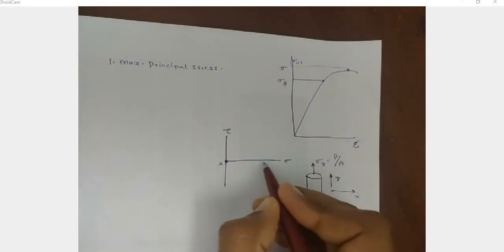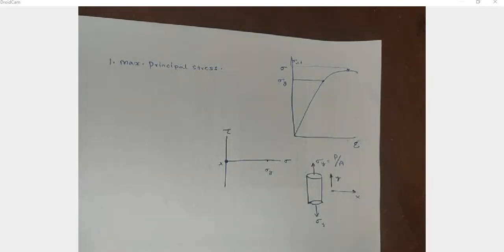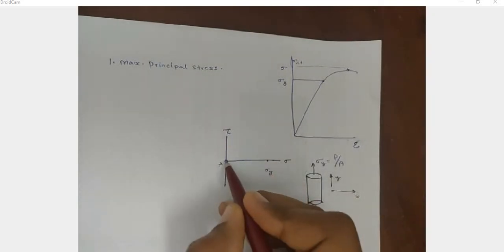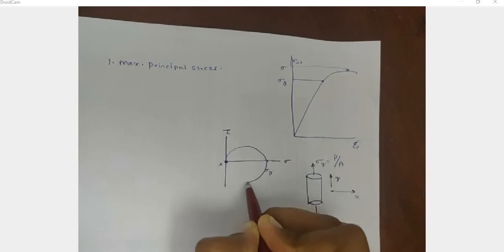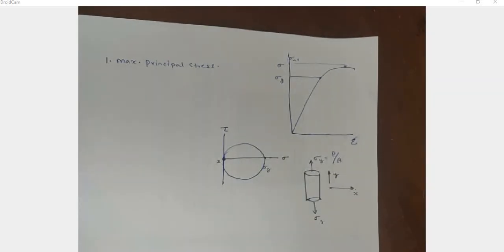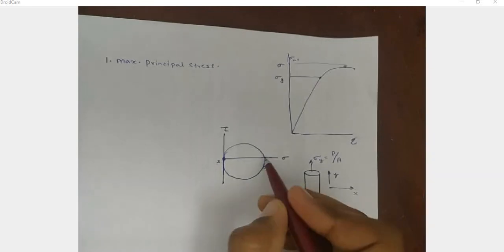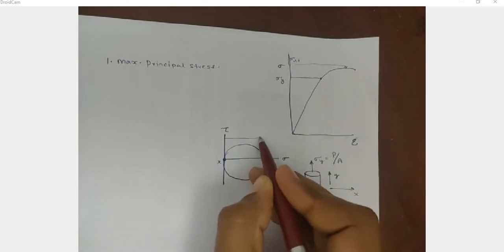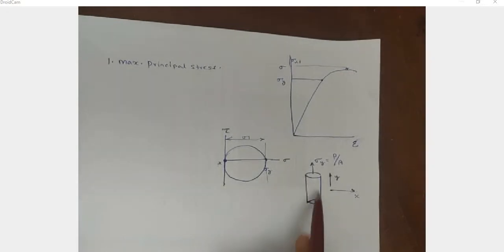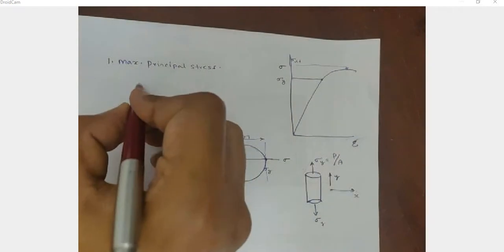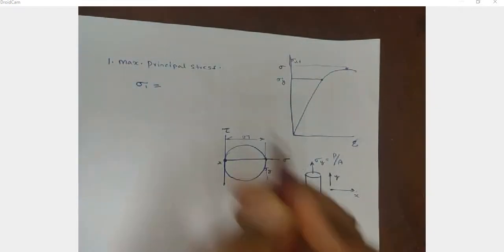From the origin we get sigma y, and the shear stress here is equal to 0. So we can draw a circle passing through the 2 points. This is the Mohr circle. From this Mohr circle, it is clear that the maximum normal stress will be equal to sigma y. This is sigma 1. So when a body is subjected to uniaxial stress, the principal stress sigma 1 will be equal to sigma y.